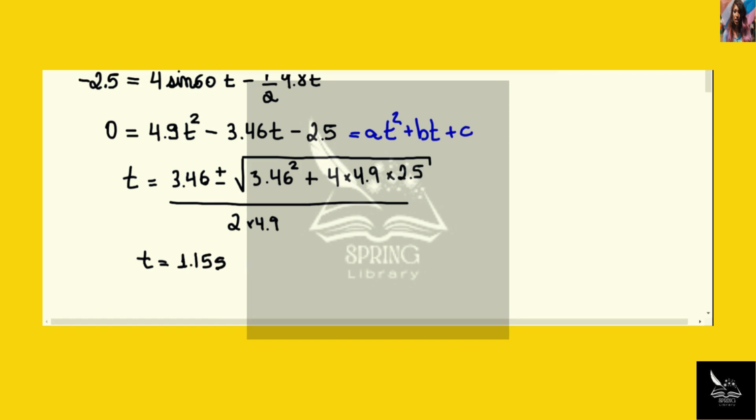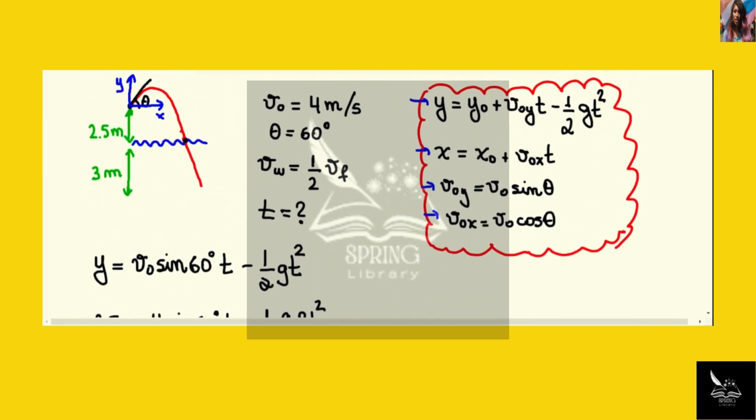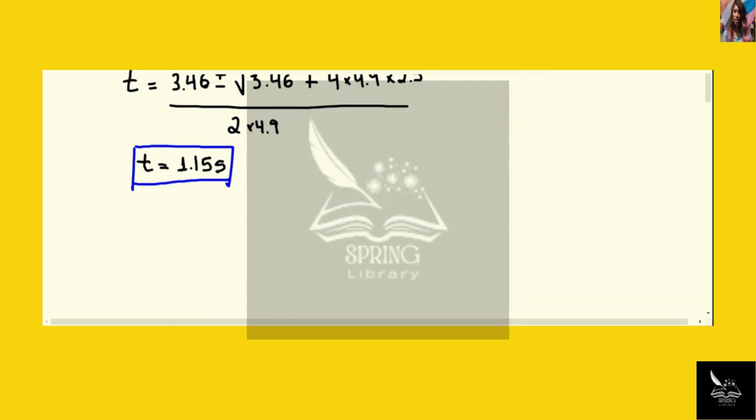And this is the time it takes for the stone to complete its projectile trajectory. And now what we need to calculate is the time that the stone spends inside the water until it reaches the bottom. So first of all, we have to notice that the speed of the stone after it enters the water is 1/2 of the speed it had right before entering the water. So we have to calculate what was the speed Vf of the stone right before entering the water.